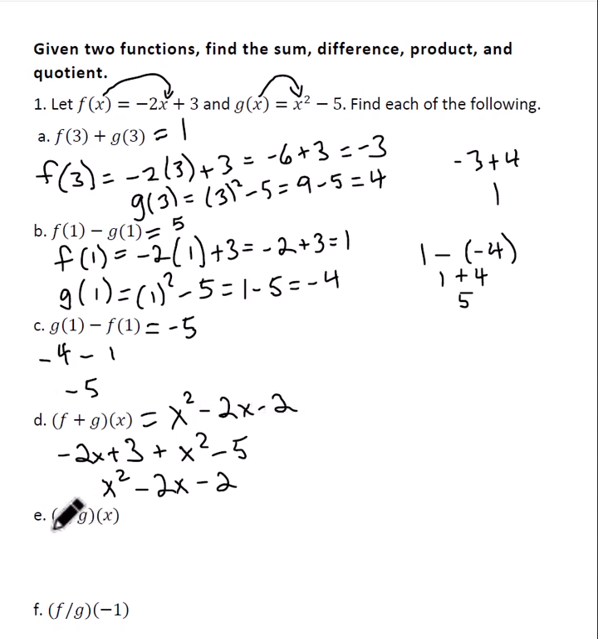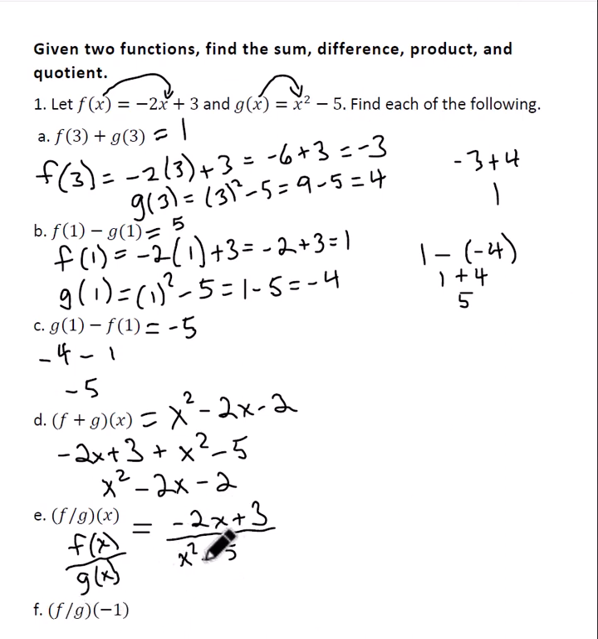All right, and the next one says f divided by g of x. This is just the fraction. You could see it as f of x divided by g of x. We're going to take our f of x, whichever is on top, put it on the top of your fraction, negative 2x plus 3. And then on the bottom, we're going to put our g of x, which is x squared minus 5.